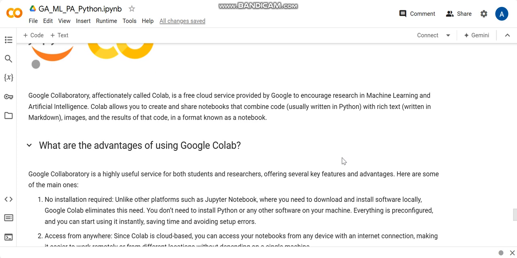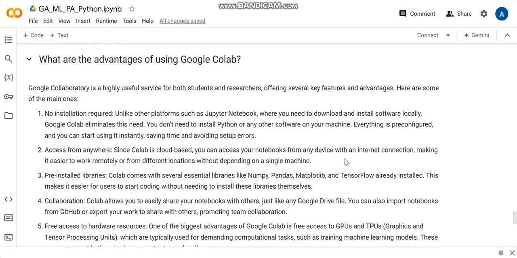And what are the advantages of Google Colab? No local installation required. Everything runs in the cloud, so you don't need to install software locally. Pre-installed libraries. Colab comes with many specialized libraries like NumPy, Pandas, and TensorFlow. Easy sharing and collaboration. Notebooks are saved on Google Drive, making it easy to collaborate with others. Access to high performance hardware. Free access to powerful hardware like GPUs and TPUs for demanding tasks. Colab Pro offers even more resources for those needing extra performance.